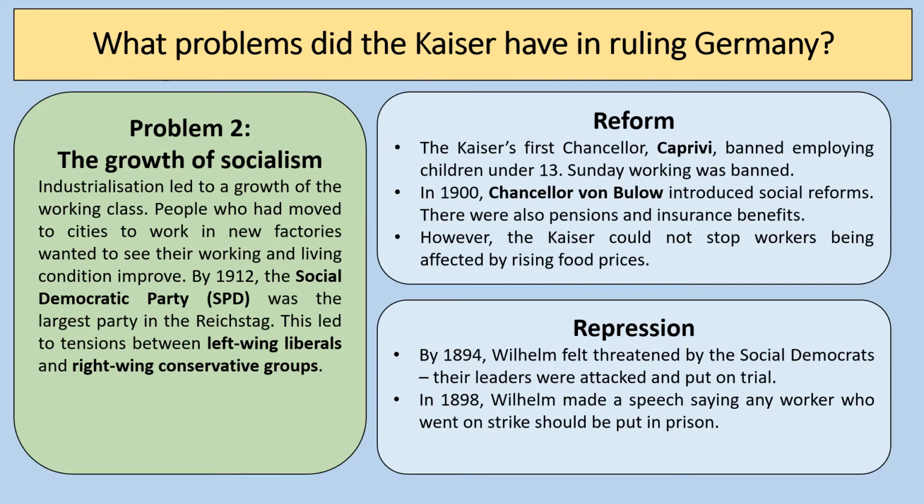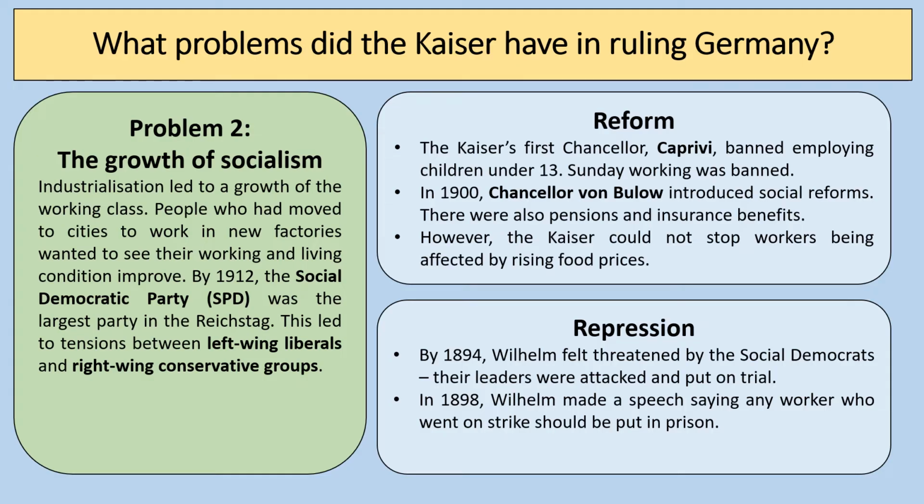Now, the Kaiser responded to this problem of industrialization and the growth of socialism and the growth in support for the SPD through a mixture of both reform and repression. Now, the Kaiser's first chancellor that he appointed during this time, Leo von Caprivi, brought in some reforms such as banning employing children under 13, and Sunday working was banned. Another chancellor that he had from 1900, Chancellor von Bülow, introduced social reforms, pensions and insurance benefits.